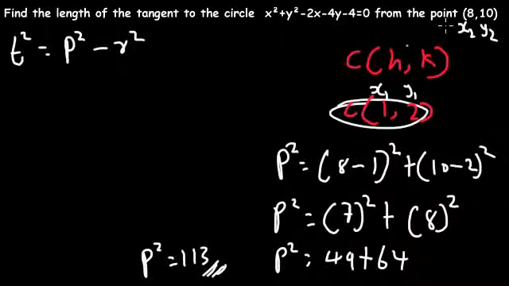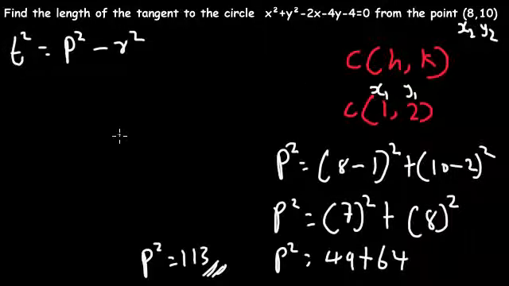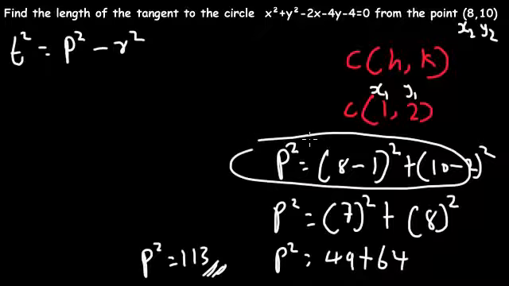C is the coordinate of the center, and this is the external point. The line joining them is the yellow line I indicated at the beginning of the video. So we have to find the distance between those two points, and that's the line joining them. So we use the distance formula to find it.